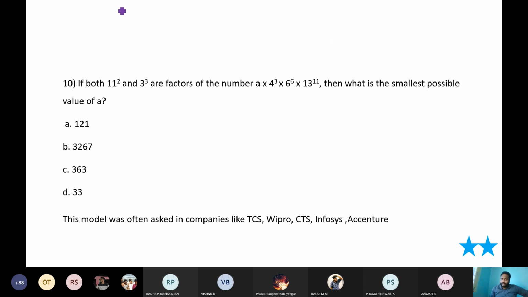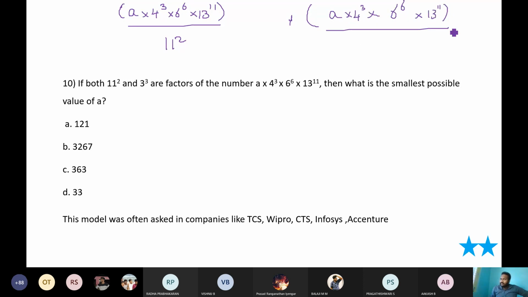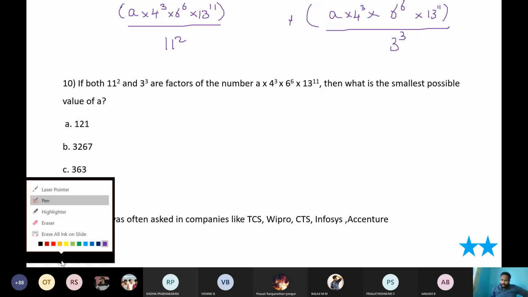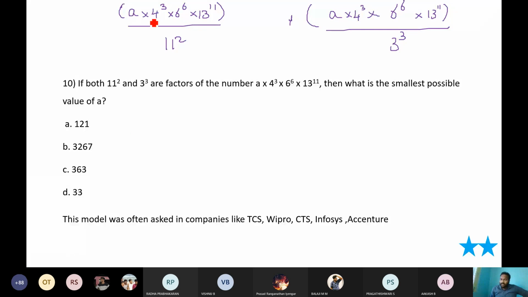Similarly, they are telling us A into 4 cube into 6 power 6 into 13 power 11. For this particular number, 11 square is a factor, and at the same time, for the same number, A into 4 cube into 6 power 6 into 13 power 11, 3 cube is also a factor. Okay. First tell me, I don't know about A. Let's look at the other part.